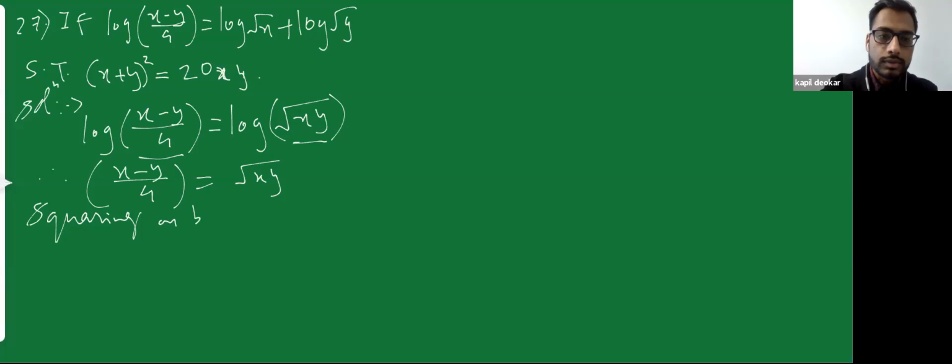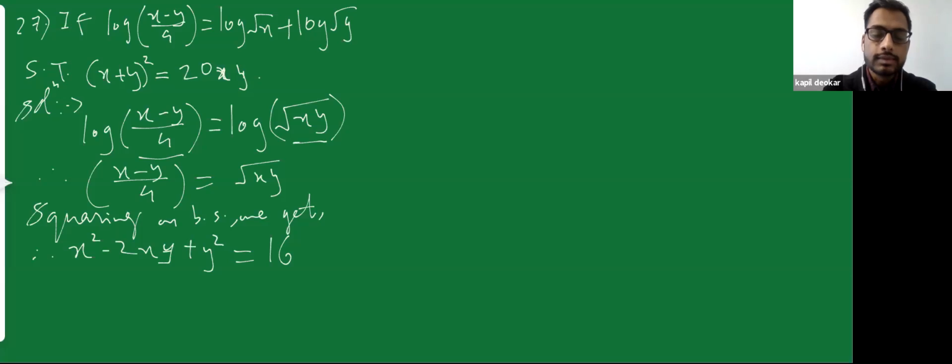Squaring on both sides, we get (x minus y) the whole square. So (x minus y) the whole square is x square minus 2xy plus y square upon 4 square. 4 square is 16, and I'll shift 16 to this side. Under root of xy square is x into y.